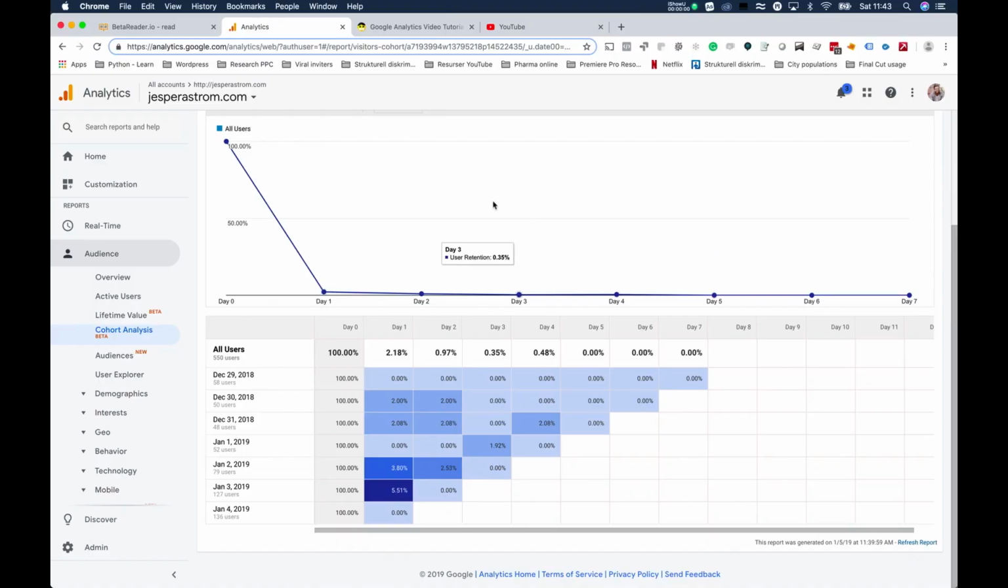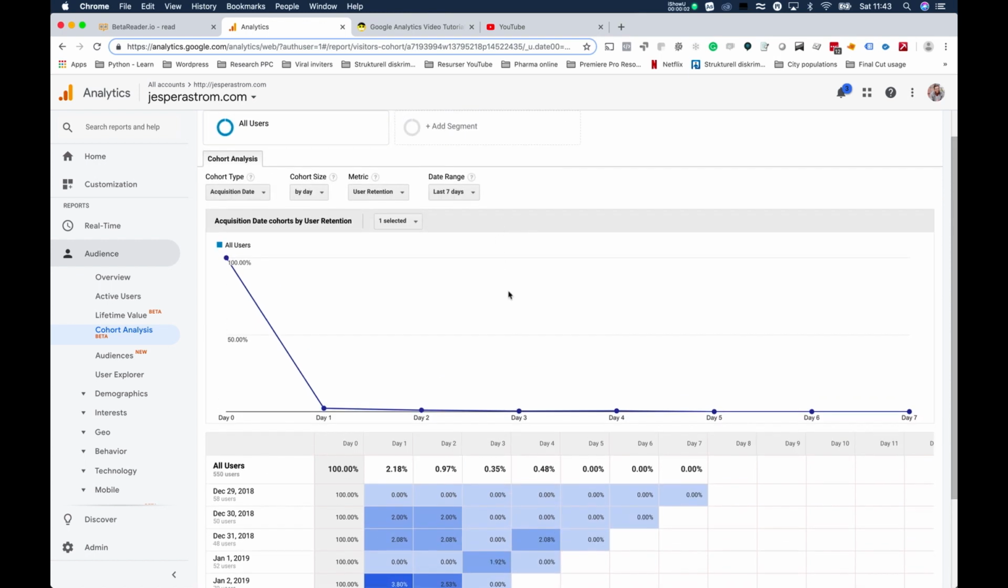What is a cohort? Well, a cohort is a segment of users over time, so I can compare the new visitors from 1 week with the new visitors from the second week with the new visitors from the third week. So this is a cohort report in Google Analytics, and as you can see here, it's available under the audience tab and then cohort analysis.